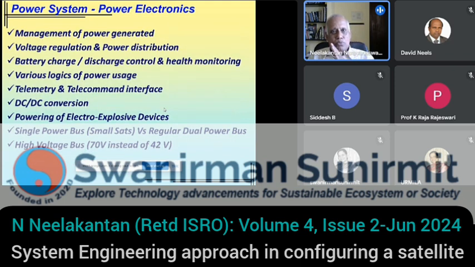The power management is done in the power electronic systems where there is voltage regulation. You may generate the power from the solar array, but the voltage should not fluctuate. You have to regulate the voltage and the power distribution, that is carried out in the power electronics. It uses various logics. It also has the telemetry and telecommand interfaces.